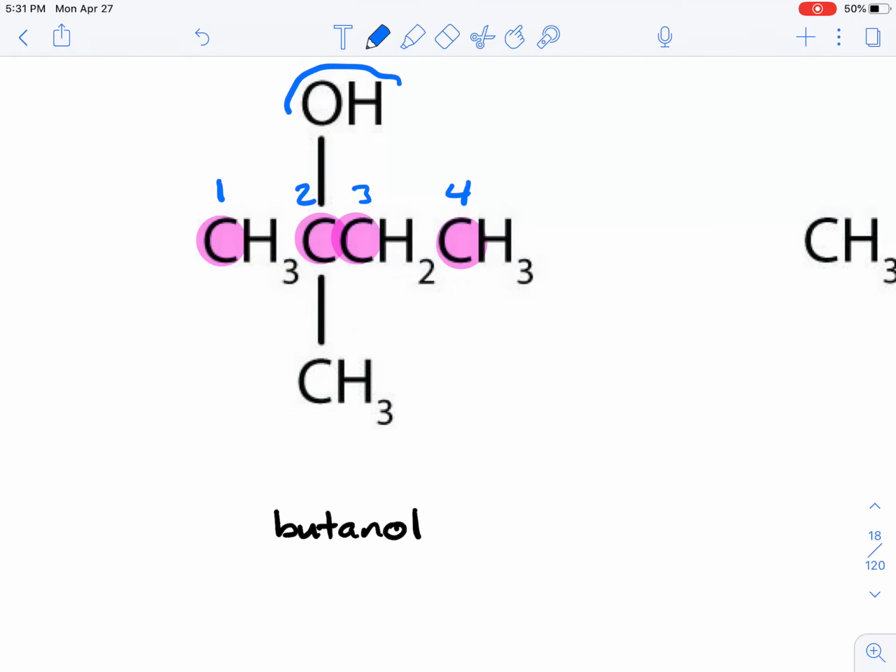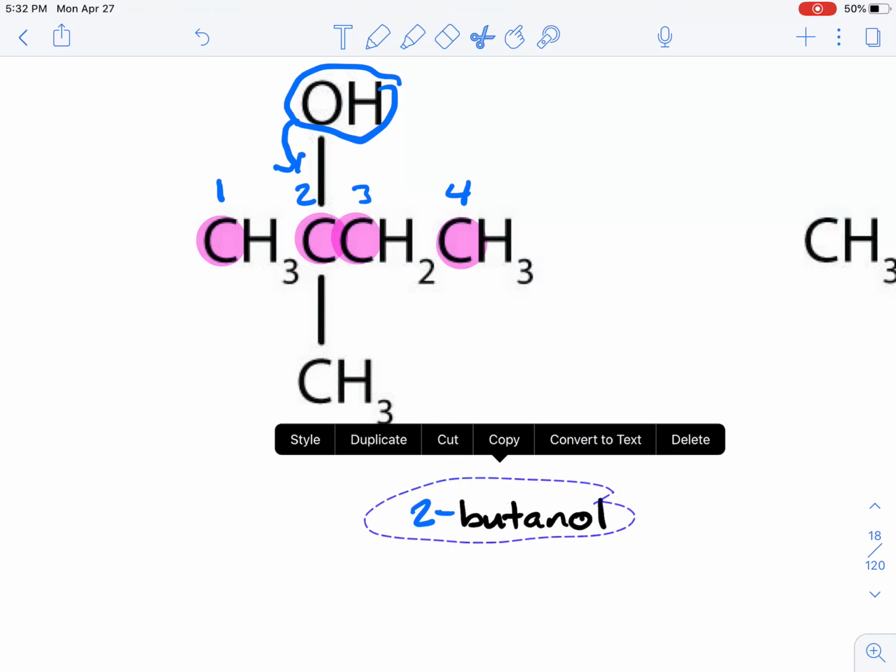And so overall, I'm going to communicate to the reader that this alcohol is on carbon number 2. And I need to put a dash to be precise with my grammar for naming organic compounds.